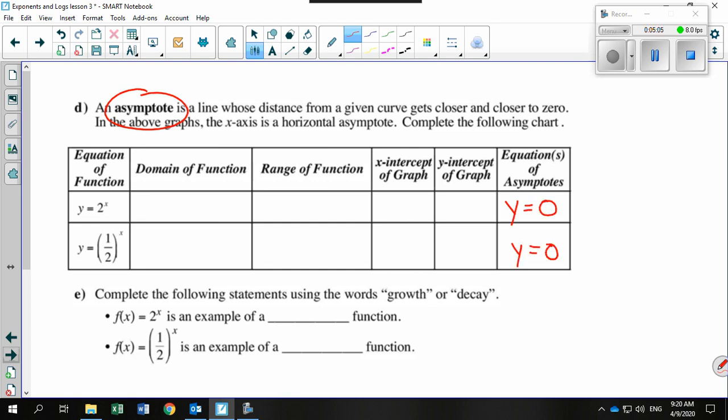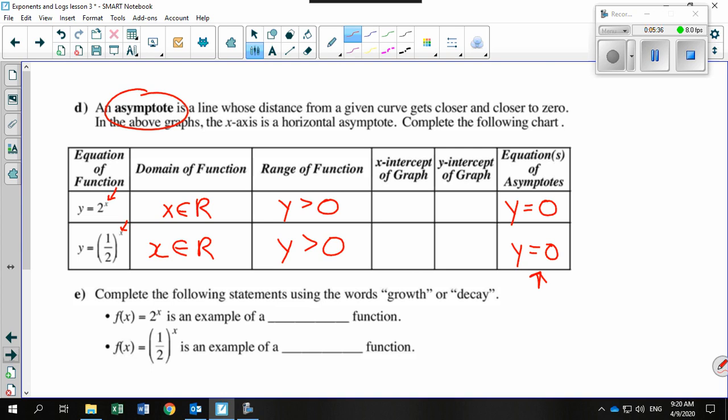Now to fill in the rest of these characteristics, there is no restriction in terms of what I can plug into this x. So my domain is all real numbers, or negative infinity to infinity, and that goes for both of these. Now my range, well, it can't equal 0 or be negative, because it doesn't matter what values I put in here, if they're negative, it just means that it's going down.